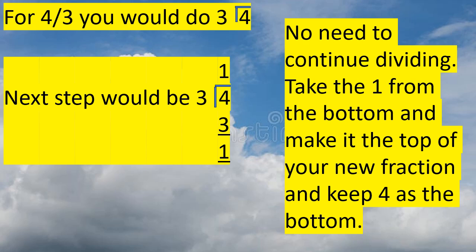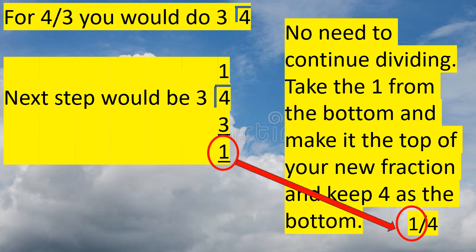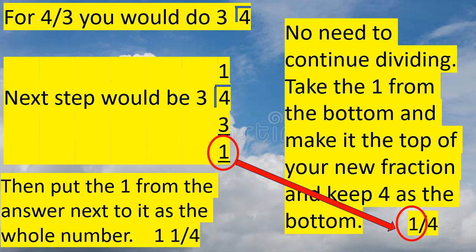No need to continue dividing. Take the 1 left over and make it the top of your new fraction. Keep the 3 as the bottom, so your new fraction is 1/3. Okay, next step. You put the 1 from the answer next to it as the whole number. So you take that 1 and you make it the whole number, and the answer is 1 1/3.